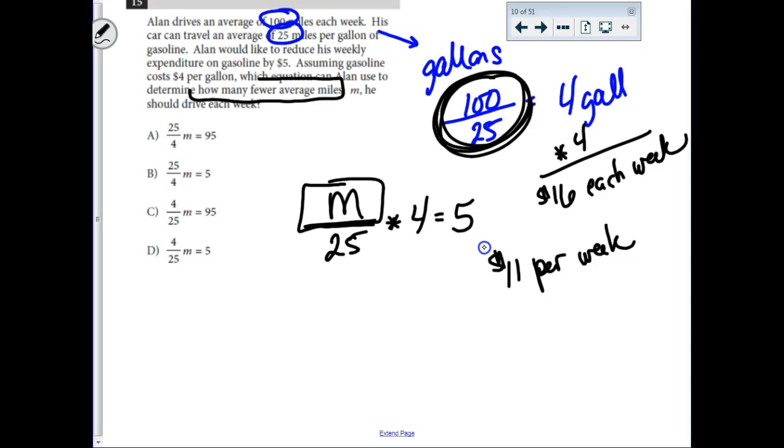Okay, I did something kind of crafty here. M represents the number of miles that they want to drive fewer, right? So this decrease in mileage, I want the dollar amount to come out to $5. That's what I'm going to do here. I think we're done. Rearrange my equation.